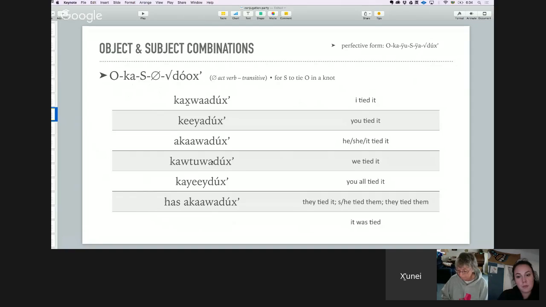Should be similar to this one. But instead of a T, you should have a D. So like kauduwaduch. Kauduwaduch. It was tied.